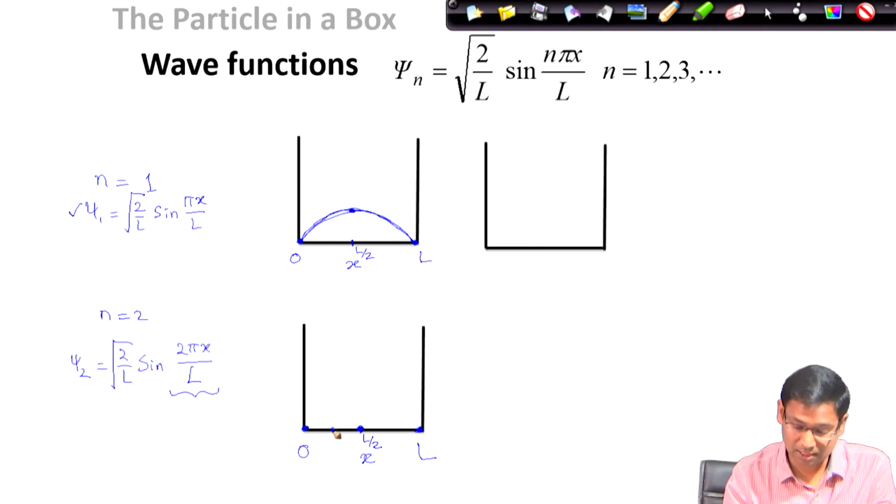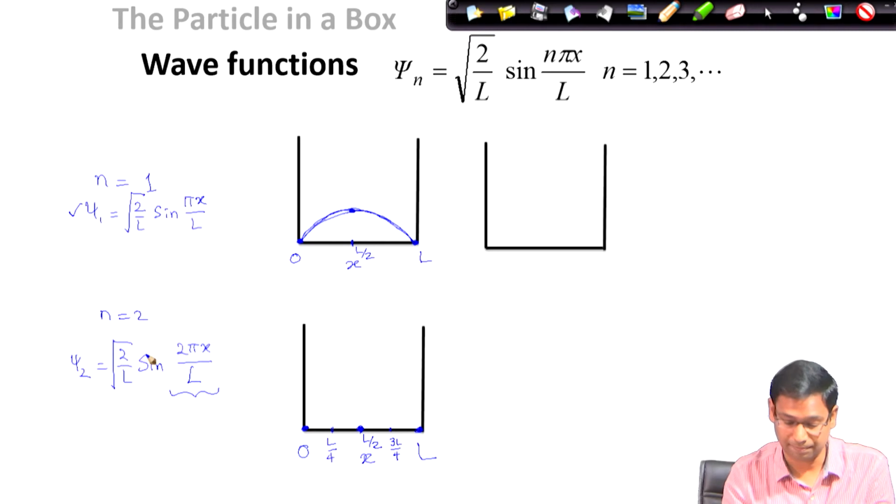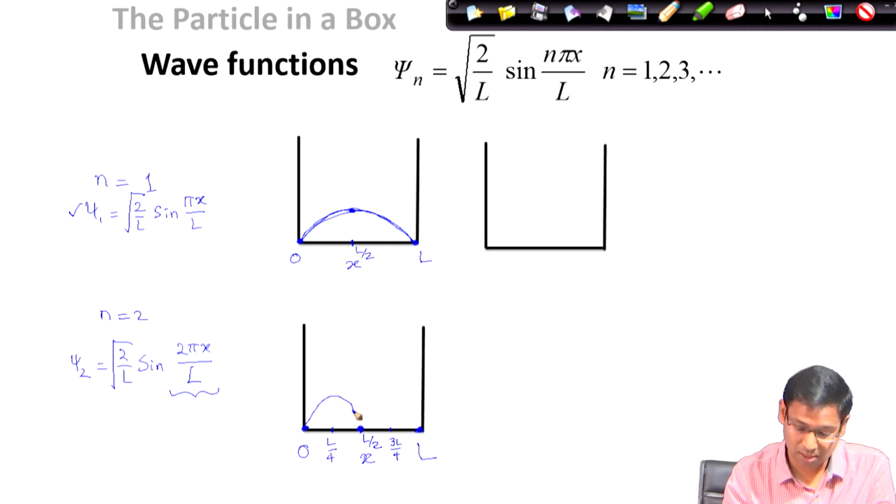Now, let us look at when x equals L by 4. When I look at x equals L by 4, I have the function sin pi by 2, and that is 1. And similarly, when x equals 3 L by 4, if I put it here, then it would become sin 3 pi by 2, that would be minus 1. And then when I plot this wave function, I will have something like this.